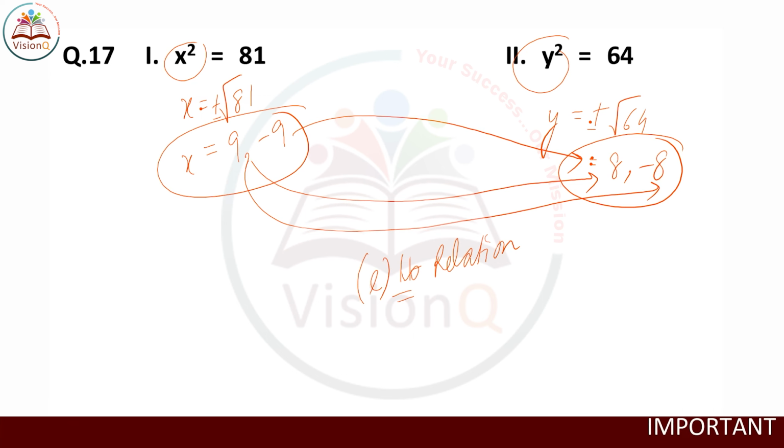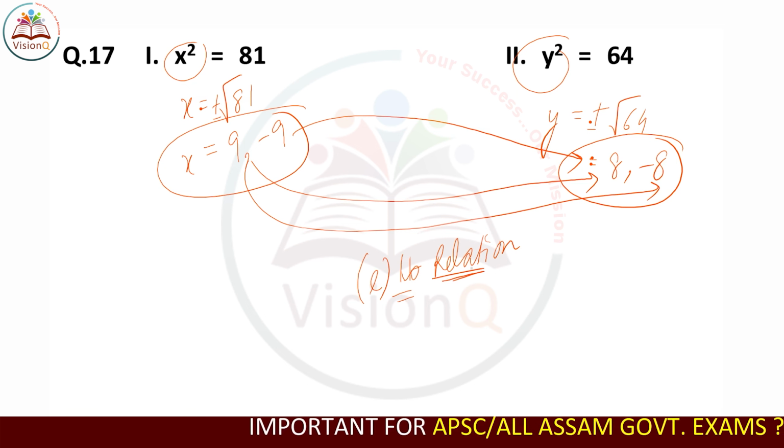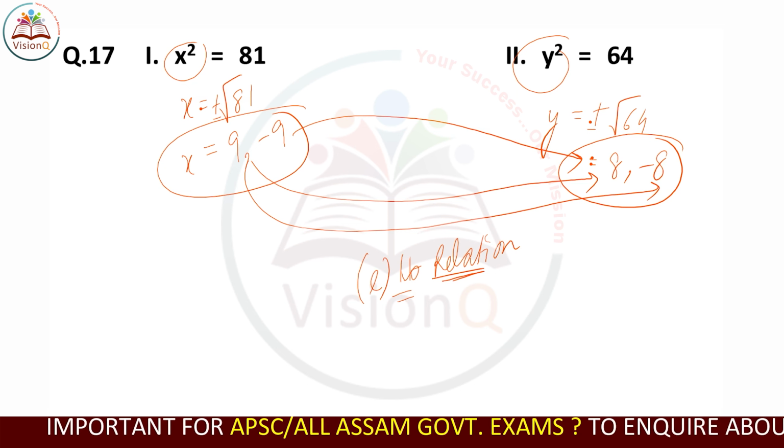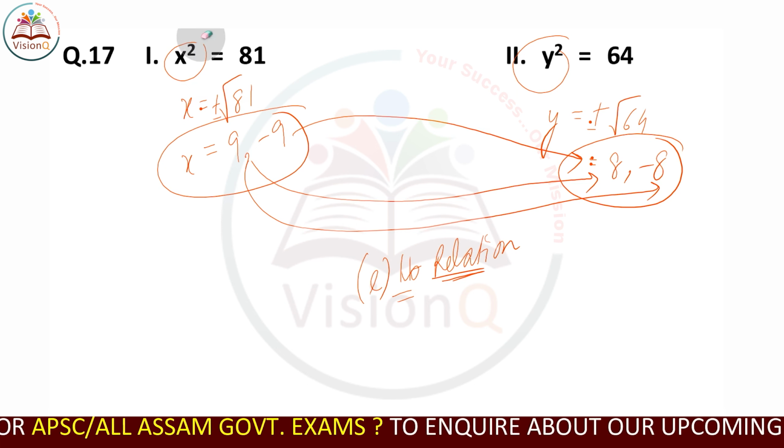Now, in such questions, you don't need to find out the values of x and y to give the answer no relation. You can give the answer just by seeing the sign. See how to approach such questions easily.